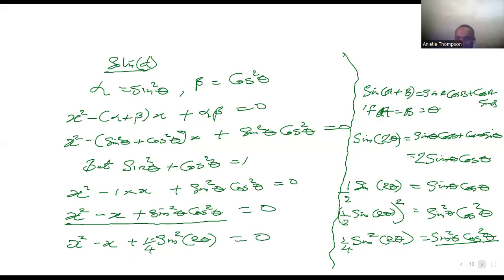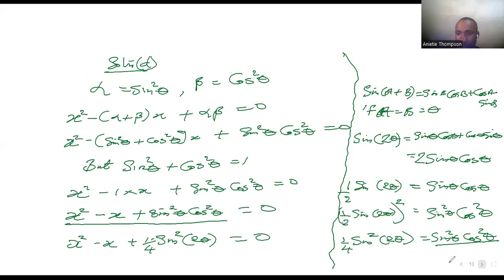So that if I multiply everything, I don't want to see the fraction, you will have 4x squared. Let me look at that again. I will have minus 4x, then plus sine squared 2 theta equals 0.